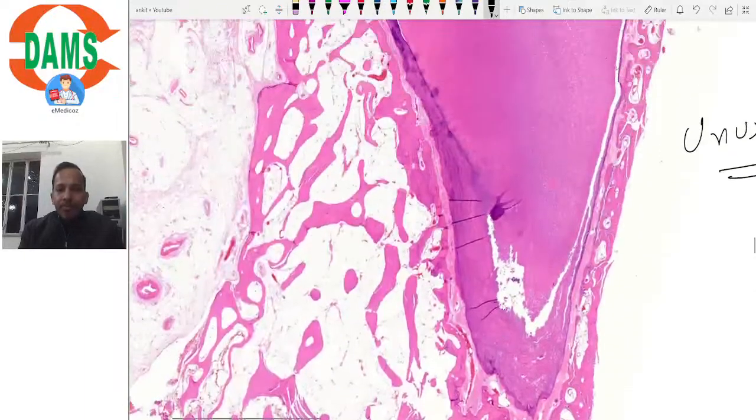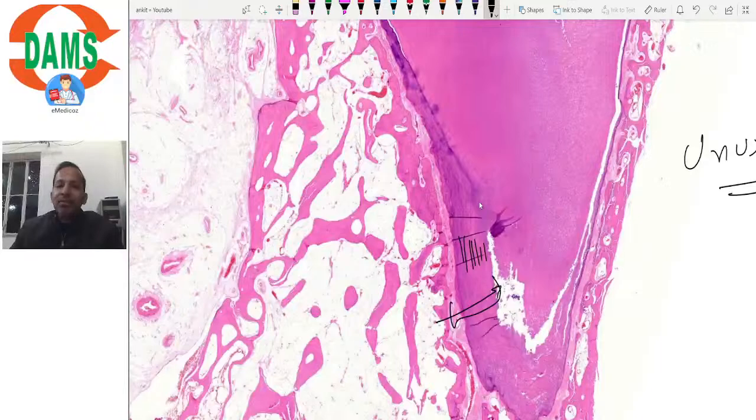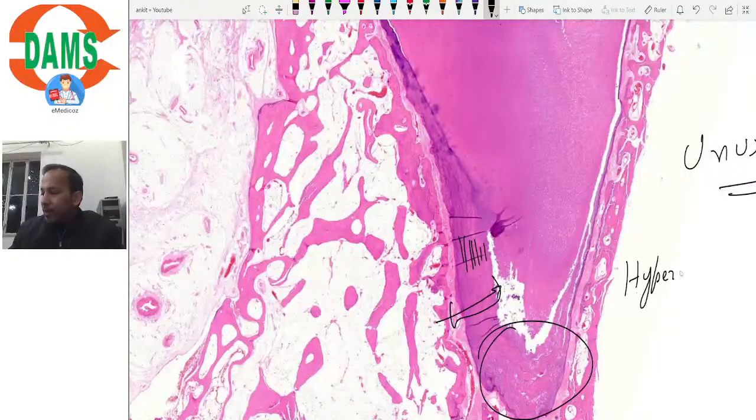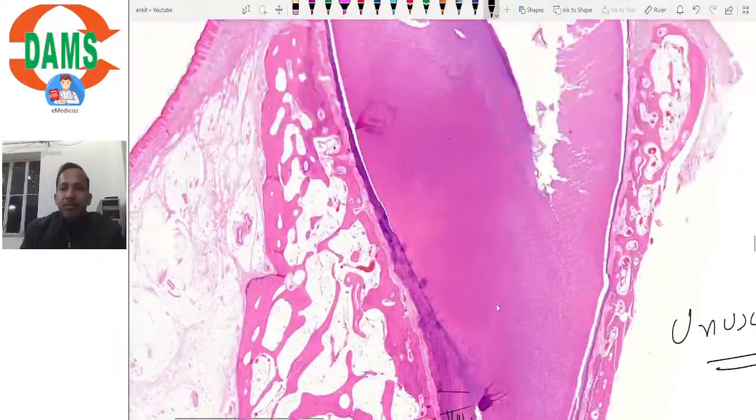When you zoom in and take a look here, you would notice that it has a very thick layer of cementum. You can easily notice these incremental lines, so we can identify it as cementum. This is not dentin, it is cementum. There is no tubular structure. So we can notice an unusually thick cemental outline at the apex. This is an example of hypercementosis.